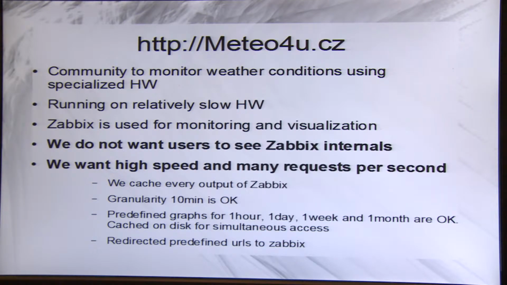but not to enter the Zabbix front end. So we cache every output of Zabbix. Granularity of 10 minutes is okay because weather will not change rapidly. Predefined graphs for 1 hour, 1 day, 1 week, 1 month, and they are cached for simultaneous access so we do not compute them anytime. This is a really very simple Apache config which will redirect a location and its values into Zabbix.